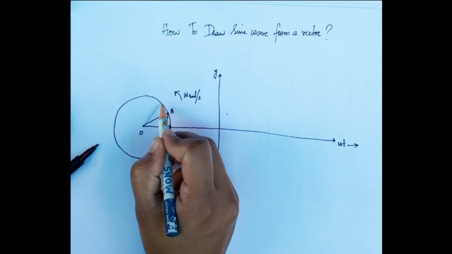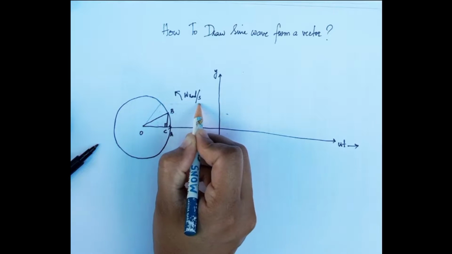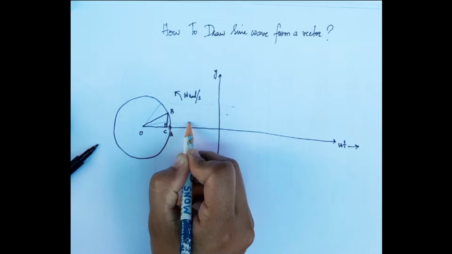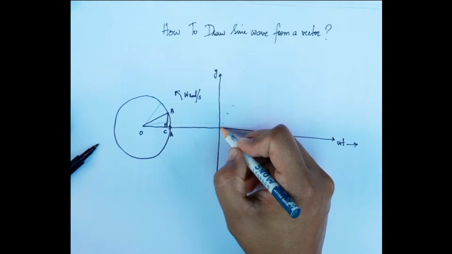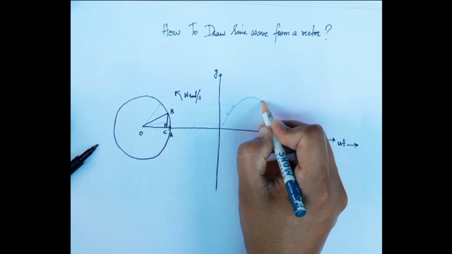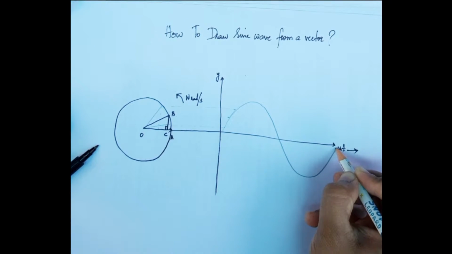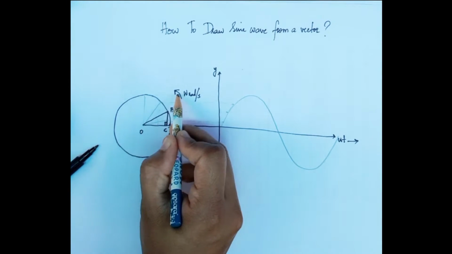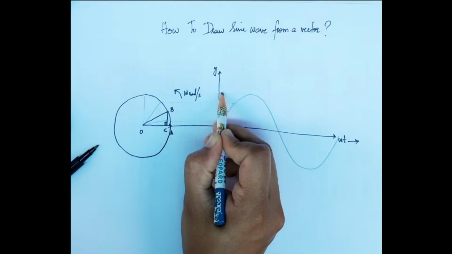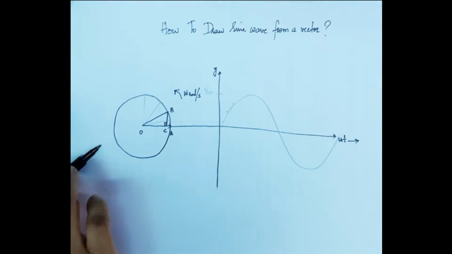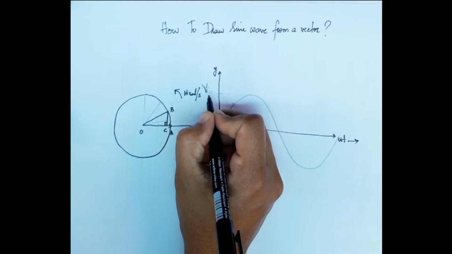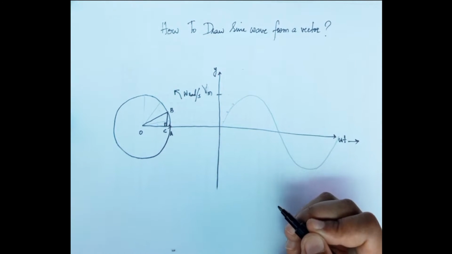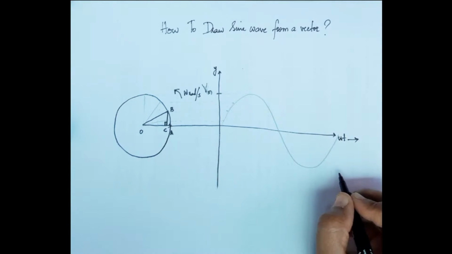Similarly, we can project other perpendiculars. If we join such points, we will get a sine wave with the maximum value as OA or the radius, and here OA begins at 0 degrees, maximum value Vm. The equation is y equal to Vm sine omega t.